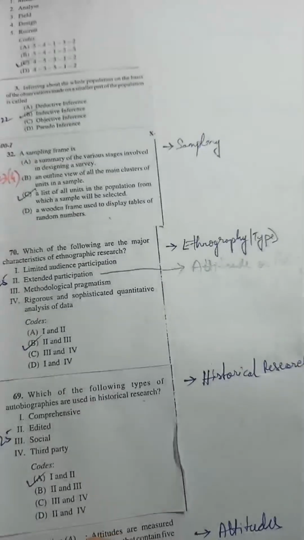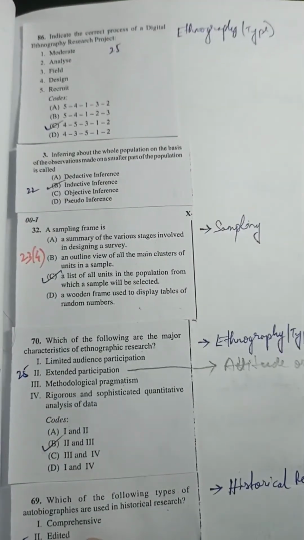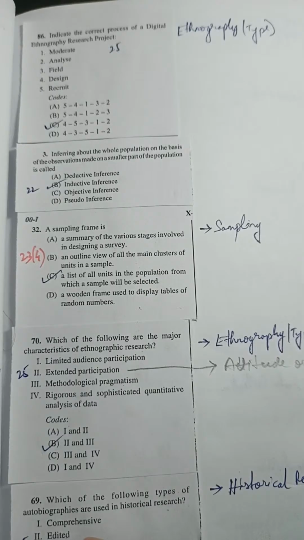All right, now coming to the next question, which is from the deductive and inductive approach. This is also pretty common. Inferring about the whole population on the basis of observations made on a smaller part of the population is called inductive. So remember DGP, deductive, general to particular, and the opposite is inductive.